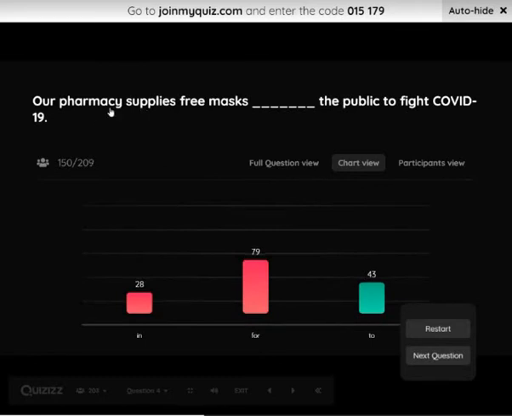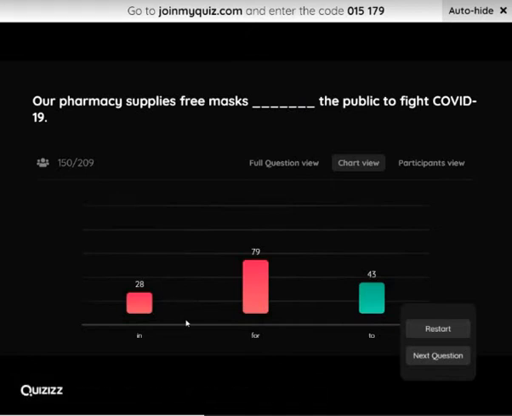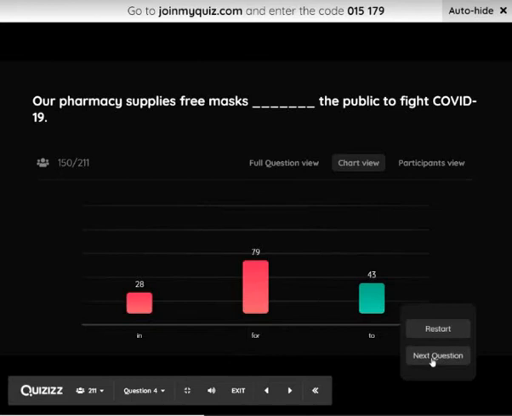Okay. So you supply to. All right. So the preposition that you need here is to, not in, not for. You supply free masks to the public, not for the public. Yeah, it might sound correct with for, but it's not, unfortunately. You supply something to someone or to something. Next question.